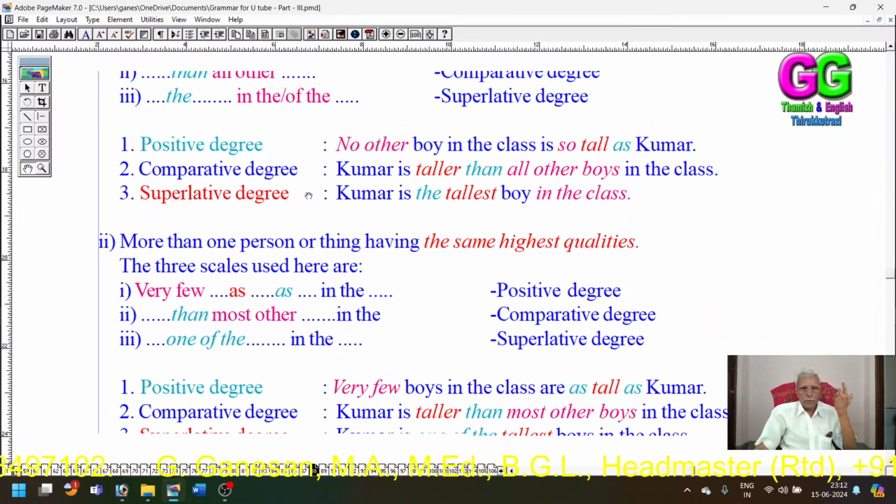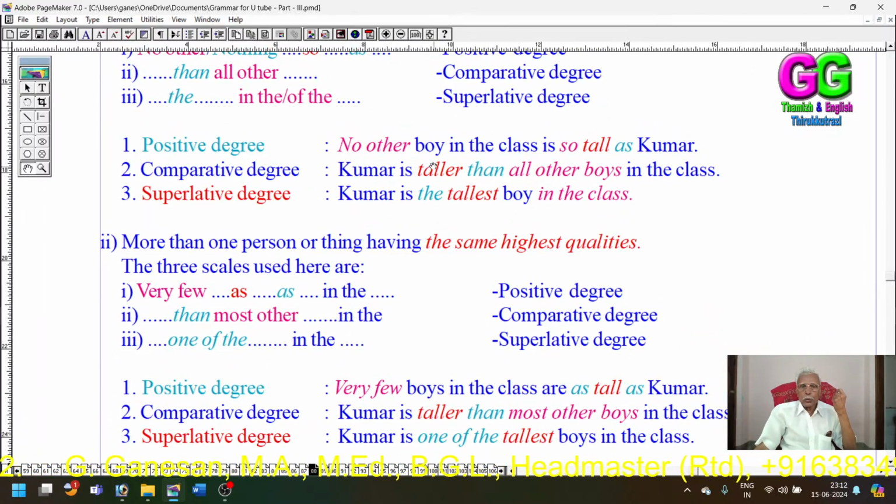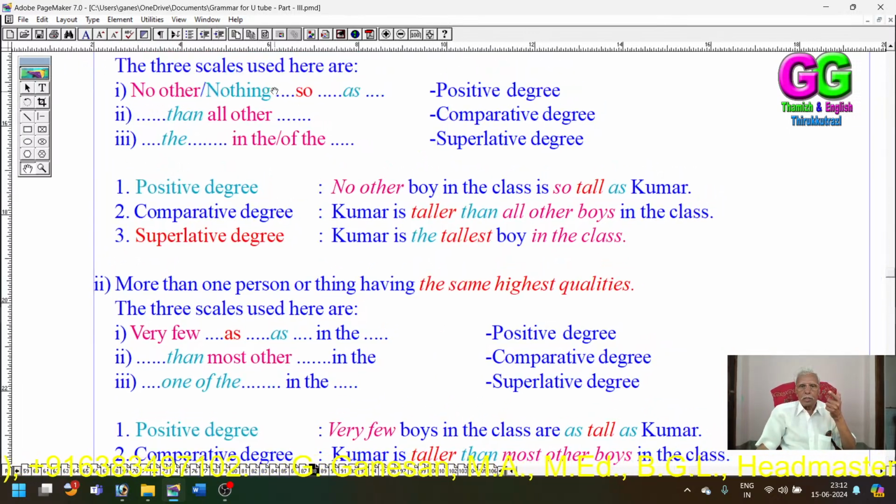See examples. Positive: No other boy in the class is so tall as Kumar. Comparative: Kumar is taller than all the other boys in the class. Superlative degree: Kumar is the tallest boy in the class. That is the steps I have given here, and here are the examples I have given.